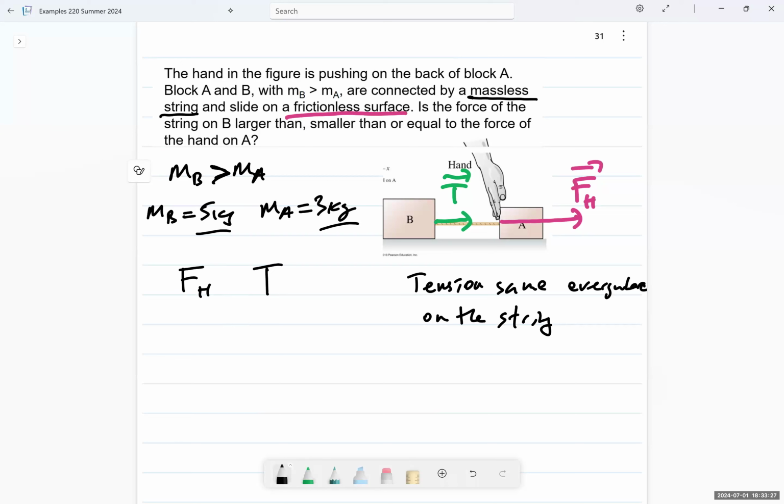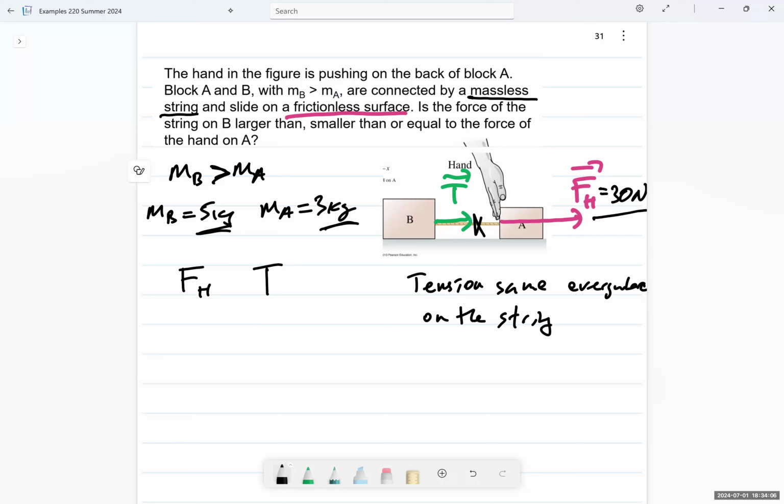Again, one of the things we can do to see this better is to have some numbers. Let's assume that this is, for example, 30 newtons, just some made up number. So 5 kilograms, 3 kilograms, and 30 newtons. Now the idea is, this hand that exerts 30 newtons of force only pushes A, not B. That means this force is not acting on B, it's only acting on A.